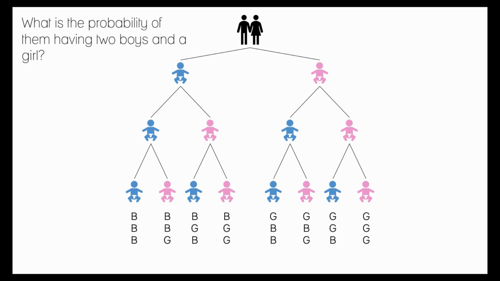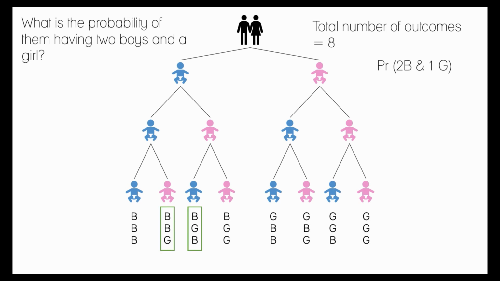So what is the probability of having two boys and a girl? Let's go through and find all of the outcomes that are two boys and a girl. We'll start with the total number of outcomes, which is 8 possible outcomes. For 2 boys and 1 girl, there's 1 outcome, 2 outcomes, 3 outcomes. So there are 3 possible outcomes out of the 8. So the probability of getting 2 boys and 1 girl is 0.375.